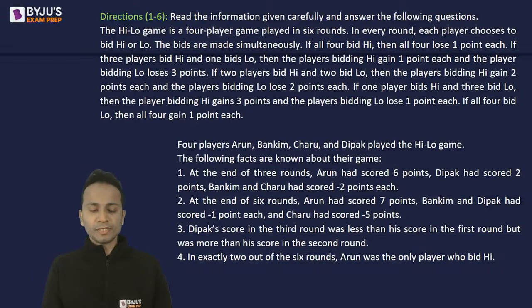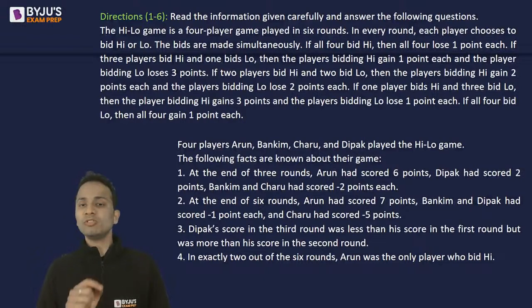Okay. Now further below this first paragraph, there are some pointers which are given. They are saying that 4 players, Arun, Bankim, Charu and Deepak. So you can take the initials of these 4 players A, B, C and D, played this high-low game. The following facts are known about their game. Fact number 1, at the end of 3 rounds, Arun had scored 6, Deepak scored 2 points, Bankim and Charu scored -2. So now the game has already started, and after 3 rounds, these are the scores of the 4 players who are playing the game.